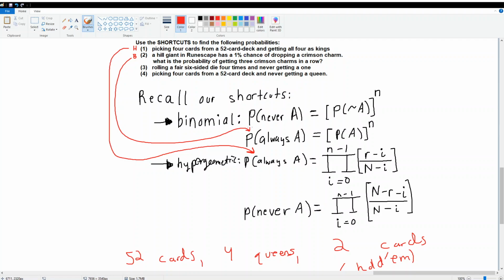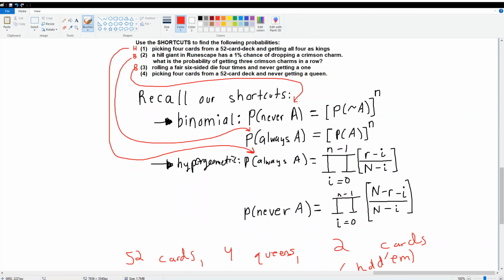Now the third one, we're rolling a fair 6-sided die 4 times, and we never get a 1. So we re-roll it, do it 4 different times. We use the same die every single time. We're literally replacing the die. Therefore, this one will also be binomial because we're replacing it with itself. But we're never getting a 1, so this is going to be the never shortcut.